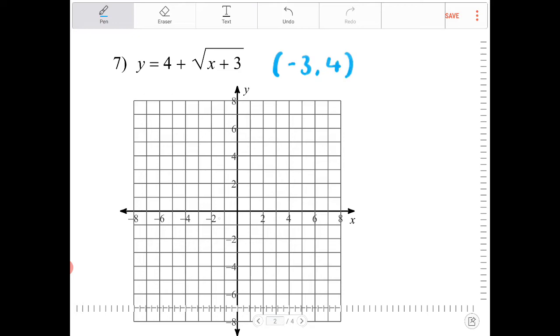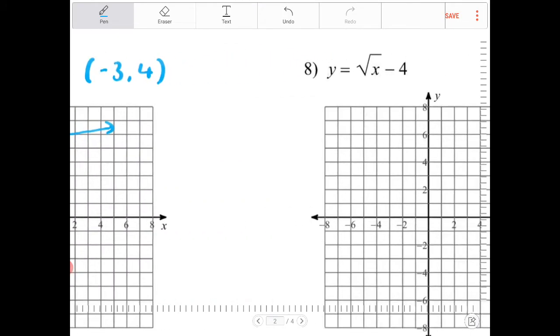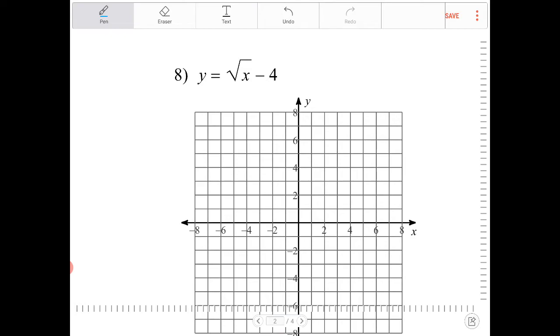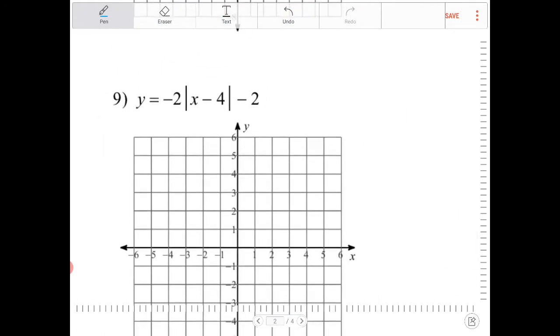Okay, so negative 3, 4 is over here. That's my vertex, and it's going to take on the same shape. So this is going to be the function. But if you're not comfortable doing this, you can also substitute in values to generate the y coordinates. Let's go through the next one. Let's not do that because it's very, very similar.